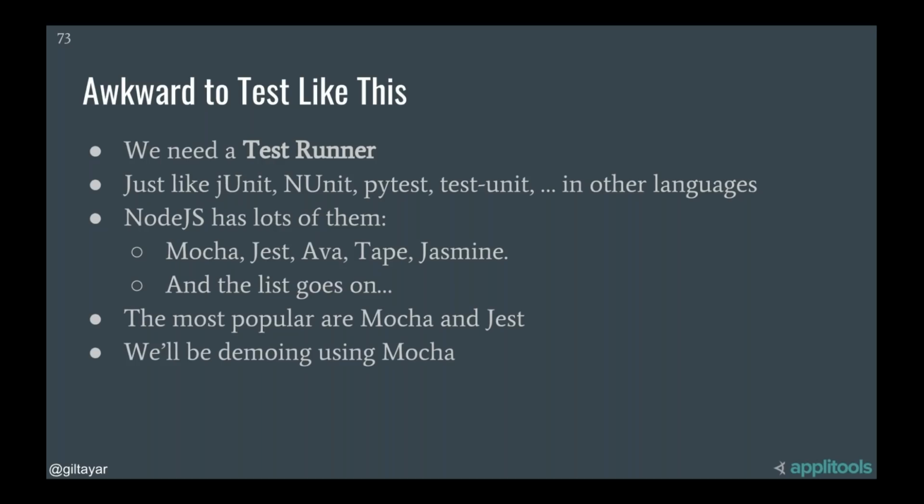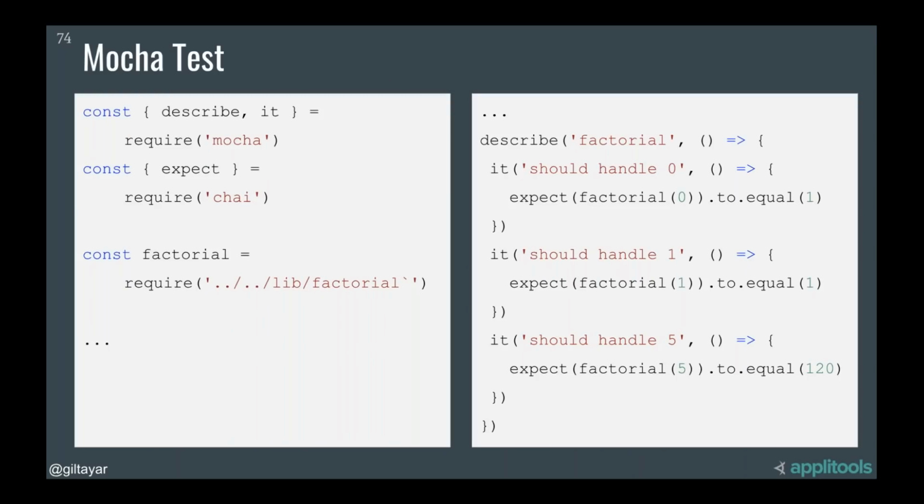I'll be demoing using Mocha. It's the one I prefer, but please go ahead and use Jest. It's a wonderful tool. And if you want others for some various reasons, they're great too. And this is a Mocha test. First of all, on the left side, we require Mocha. We import Mocha, and we import Chai, which is the validation library, where we can assert stuff, an assertion library. And then we import the function factorial.